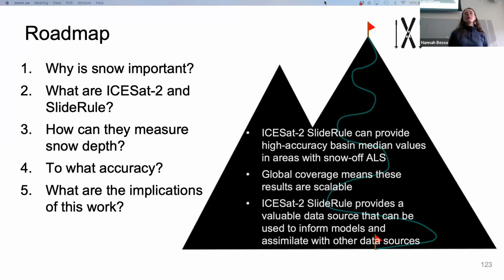To recap the implications of this work, we talked about how ICESat-2 SlideRule can provide high accuracy basin median values in areas with snow off area LiDAR surveys. The global coverage of the satellite means that these results are scalable. And ICESat-2 SlideRule provides a valuable data source that can be used to inform models and be assimilated with other data sources to improve snow depth estimates.